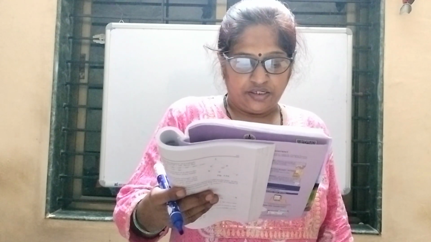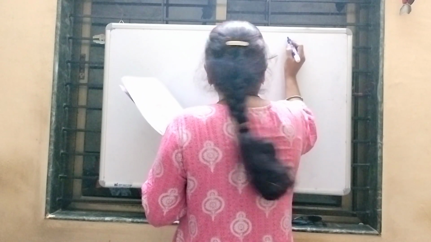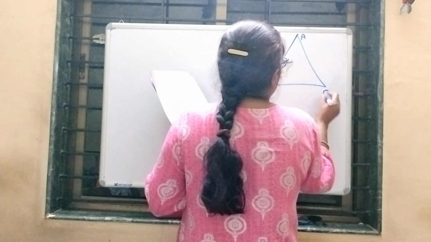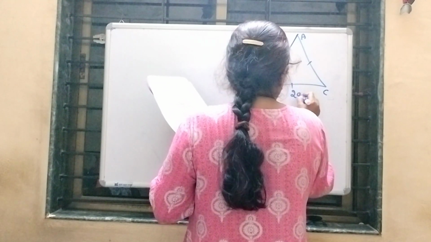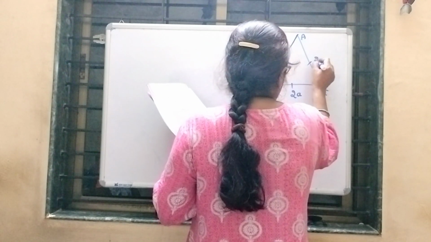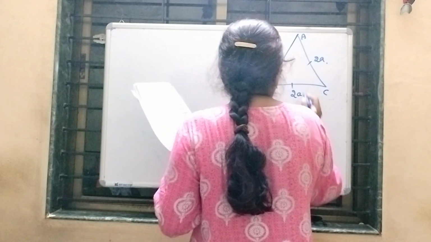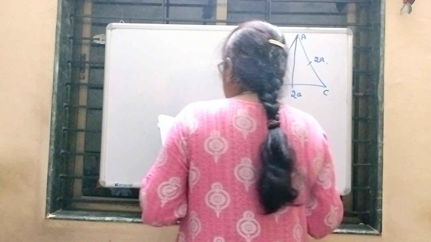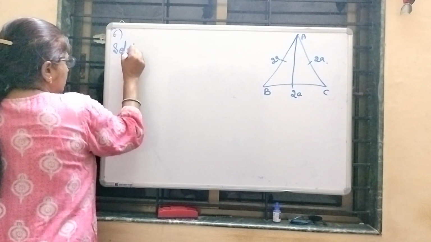Now we'll continue with the exercise 2.5. ABC is an equilateral triangle. Question number 6, we need to do it. ABC is an equilateral triangle with sides 2a. The sides are 2a. Find each of its altitudes. We need to find the altitude. What is its altitude? So solution you can write now. Sixth question. Solution.